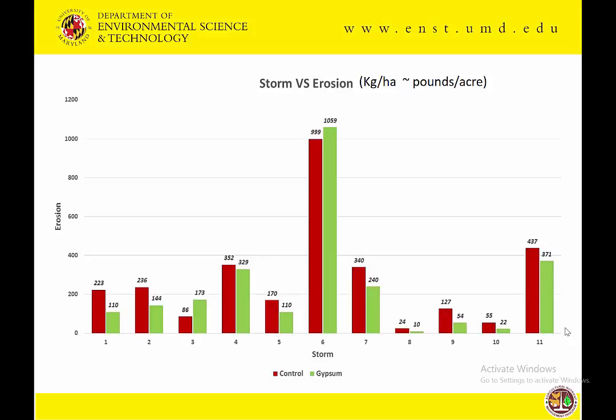Turns out this was a 3.5 inch per hour storm, and there was actually about a half a ton of soil lost in this one storm. Okay, remember, these kilograms per acre are really close to pounds per acre. It's 0.9. This is darn close to half a ton. All right. So in a super, super bad storm, gypsum doesn't help, but in many of these others, it did reduce the soil loss. Not only reduced the runoff, but that runoff carried less soil particulate with it.